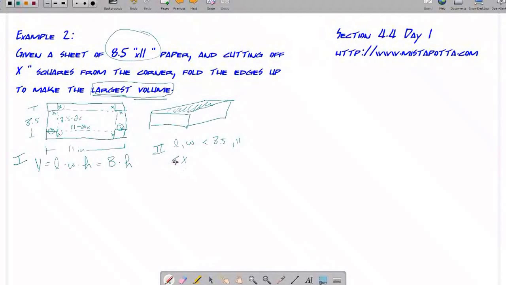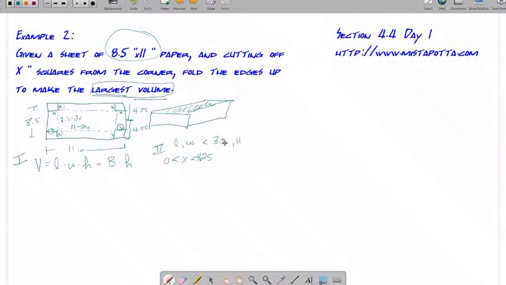Because, of course, if I let x be 0, then I'm going to have a box with 0 height. But if I let x be 4.25, then these edges will touch, and I'll actually end up having a width of 0. So my x value has to lie between 0 and 4.25 inches. That's my domain restriction.